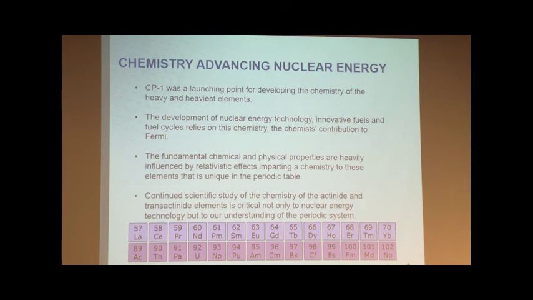And so I'll argue, or I showed you rather, that these fundamental chemical and physical properties are heavily influenced by relativistic effects, fundamental concepts in chemistry and physics, imparting really kind of unique chemistry to these and causing us to question really how we arrange the periodic table once we get down towards the bottom of it. And so as a fundamental scientist, or someone who works in fundamental science, I'll argue that we need to continue to study the chemistry of the actinide and transactinide elements, because it's not only critical to understanding nuclear energy technology, but simply for discovery and understanding the natural world around us.